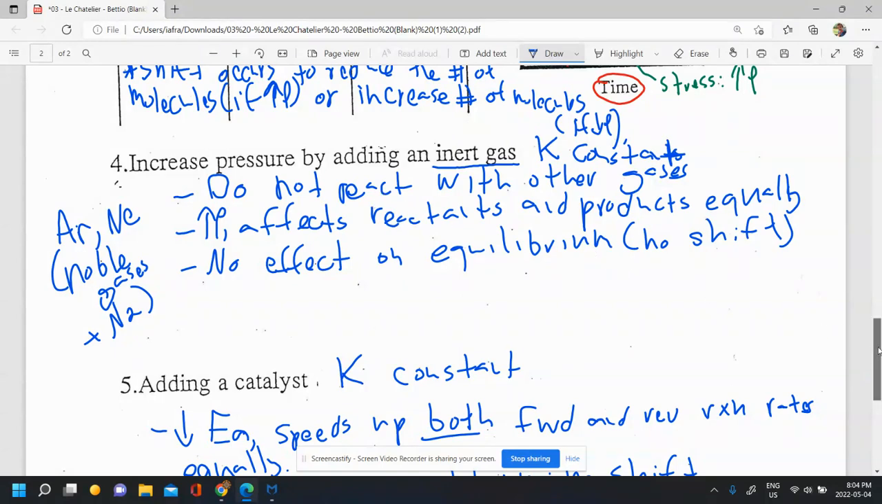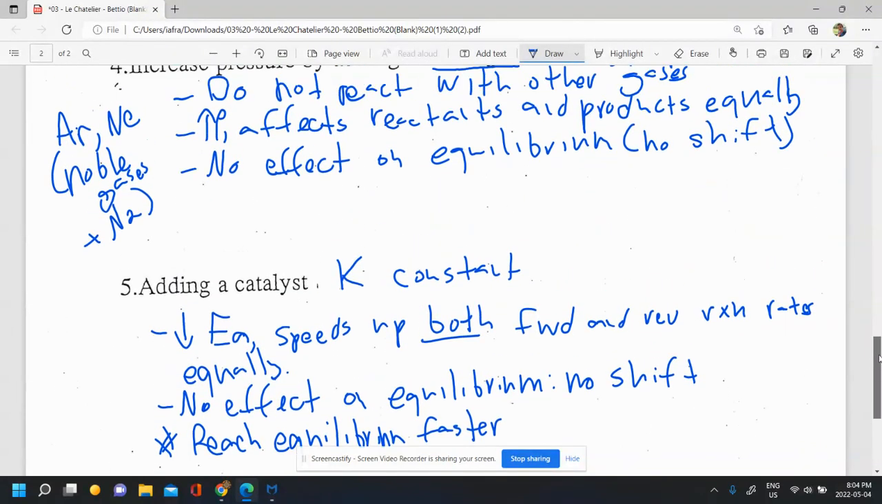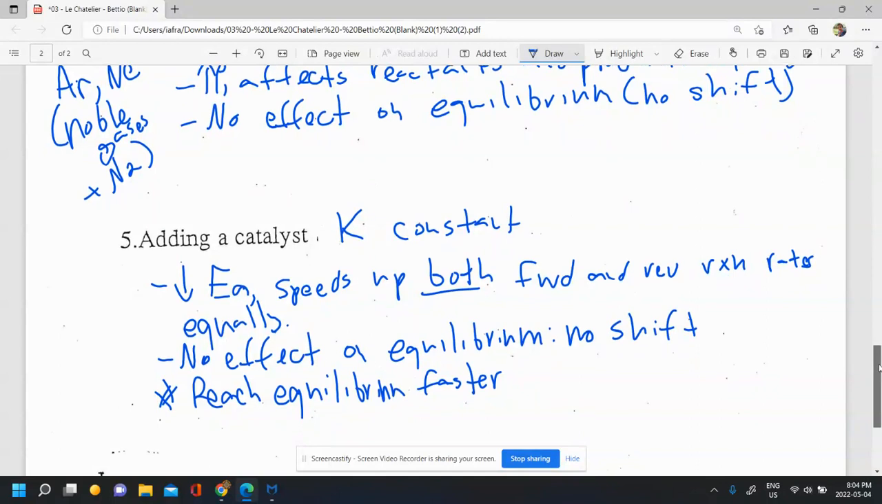And then lastly, we saw catalysts. Catalysts, again, the K stays constant. A catalyst actually does not have an effect on the position of equilibrium. It doesn't lead to a shift, and that's because both the forward and reverse are affected equally, so there's no shift there. But you do reach equilibrium faster.